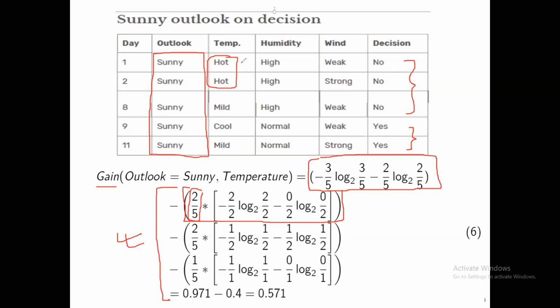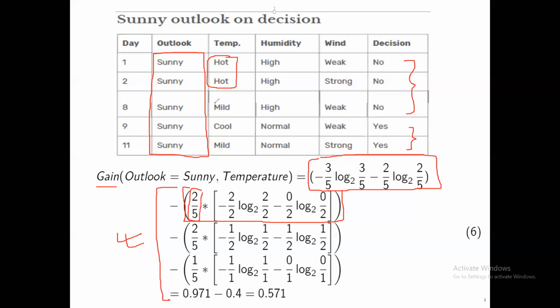We can see that when temperature is equal to hot, there are only no values: 2 no values and 0 yes values. So pi for no will be 2 by 2 and pi for yes will be 0 by 2. We plug those in and we can get the entropy for temperature equal to hot. Then we again subtract the weighted entropy of temperature equal to mild, right?